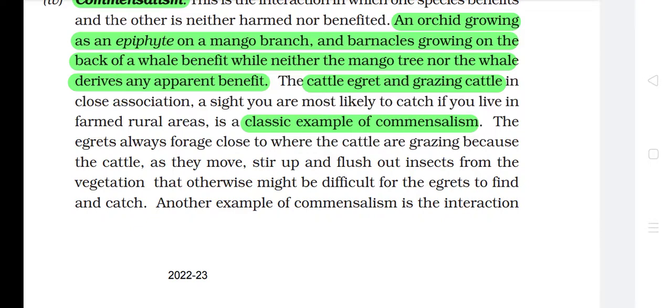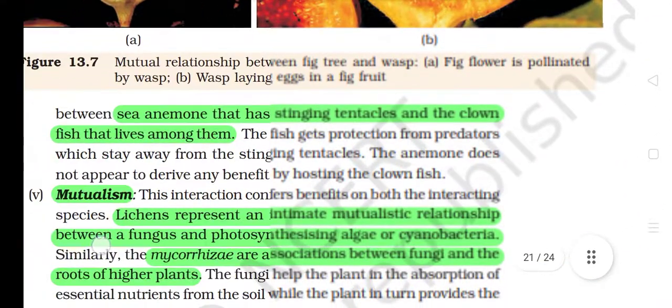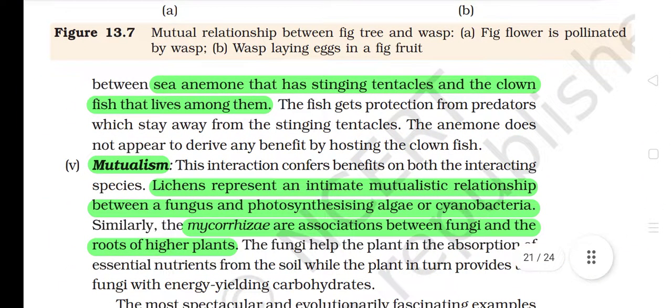The egret always forages close to where the cattle are grazing because the cattle, as they move, stir up and flush out insects from vegetation that otherwise might be difficult for the egrets to find and catch. Another example of commensalism is the interaction between sea anemone that has stinging tentacles and the clownfish that lives among them. The fish gets protection from the predators, which stay away from the stinging tentacles. The anemone does not appear to derive any benefit by hosting the clownfish.